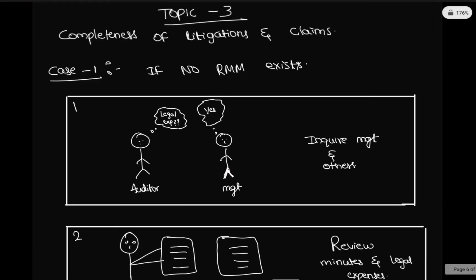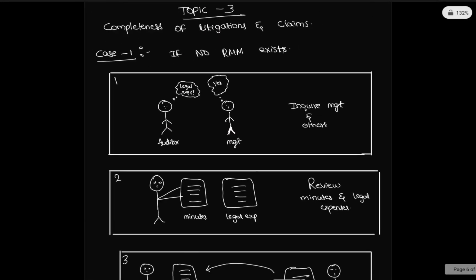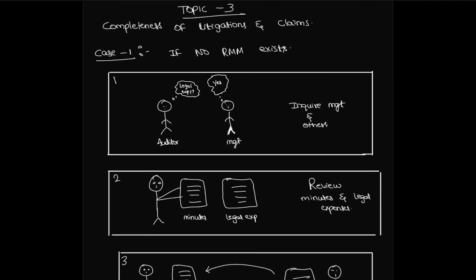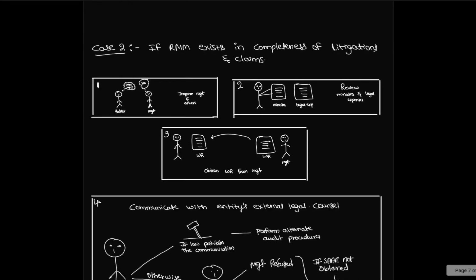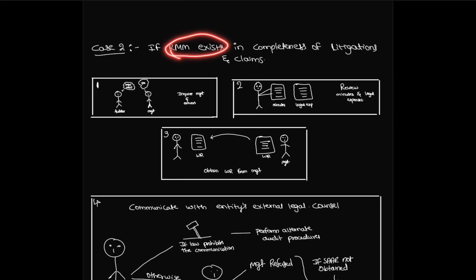So next we are going to discuss the completeness of litigations and claims. If the company has any litigations and claims, as an auditor we have to verify whether it is complete or not. In this case there are actually two things that can happen: there is no risk of material misstatement in the completeness, or the RMM exists. Then what do we have to do?